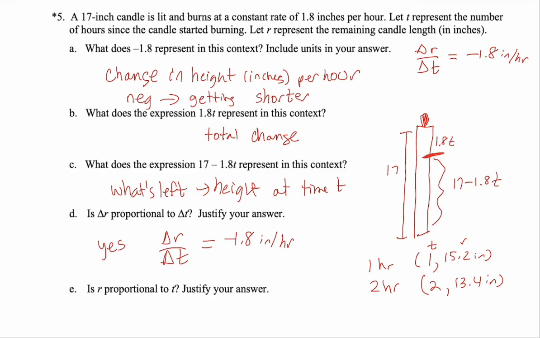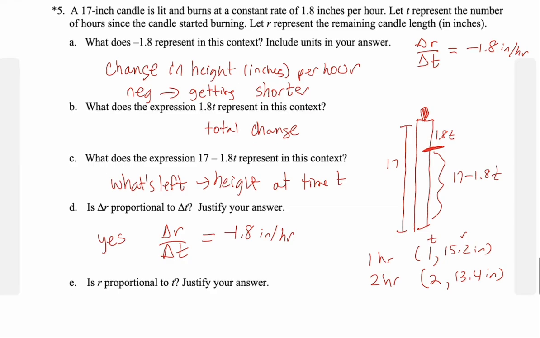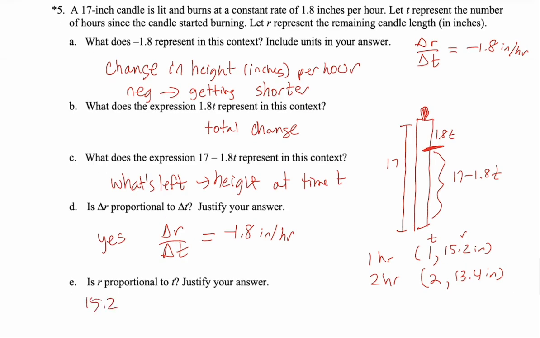If they're proportional, 15.2 divided by 1 should be the same as 13.4 divided by 2. Well, 15.2 divided by 1 is 15.2. 13.4 divided by 2 is 6.7. Are those numbers the same? No. So it's not proportional.